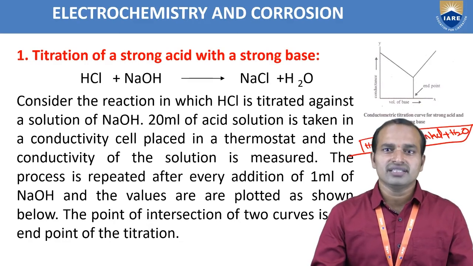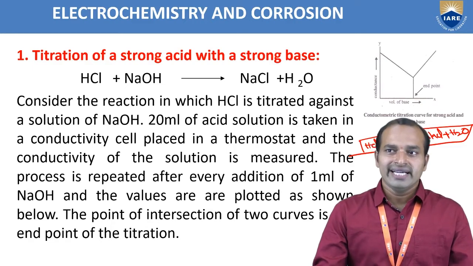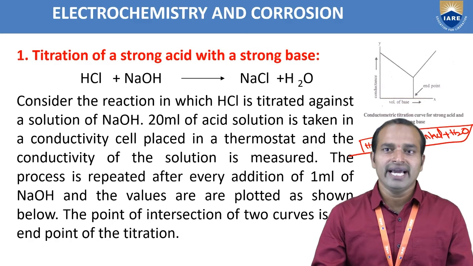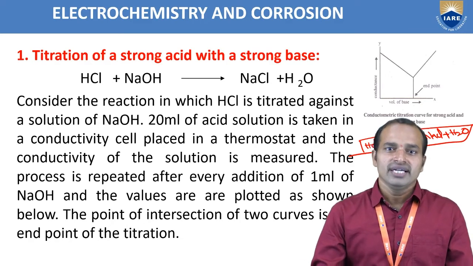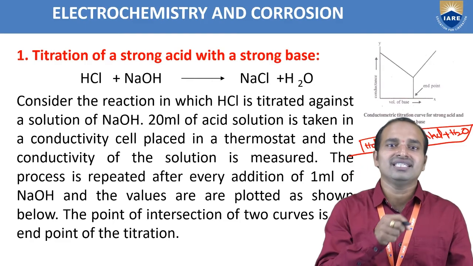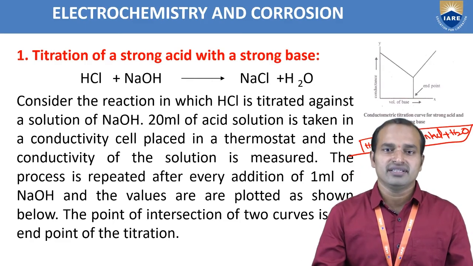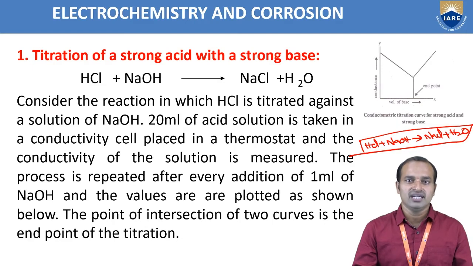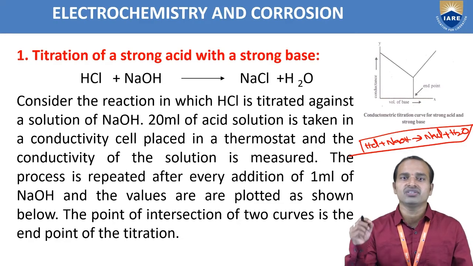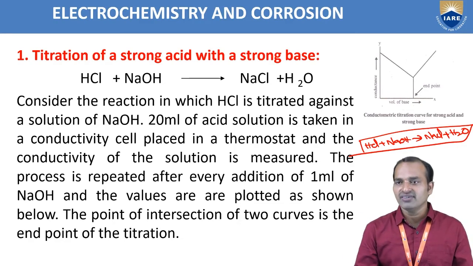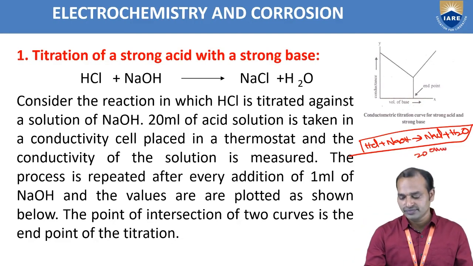In this titration of strong acid versus strong base by conductometric titration, we fill the burette with NaOH solution, and in the beaker we take the HCl solution. Now in the HCl solution we dip the cell, and that cell is connected to the conductivity meter. First, without adding any NaOH, you note down the conductance of HCl. Then you add 1 ml of NaOH to the acid solution and observe the conductance. Suppose it is 20 ohms.